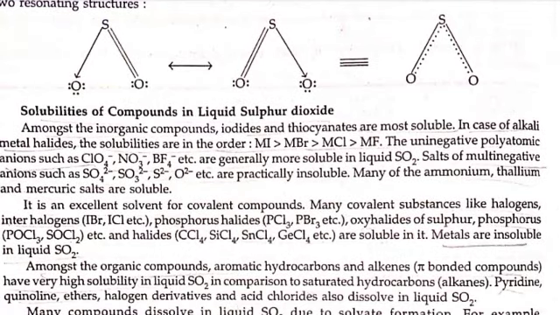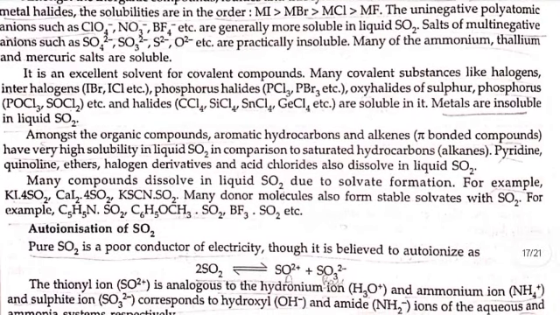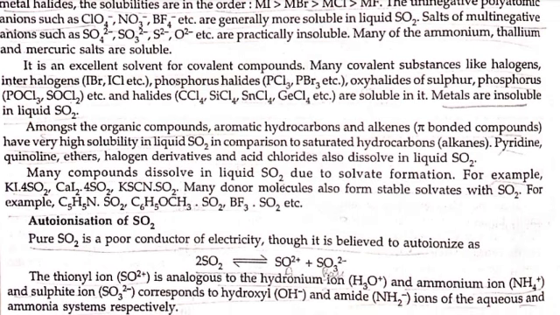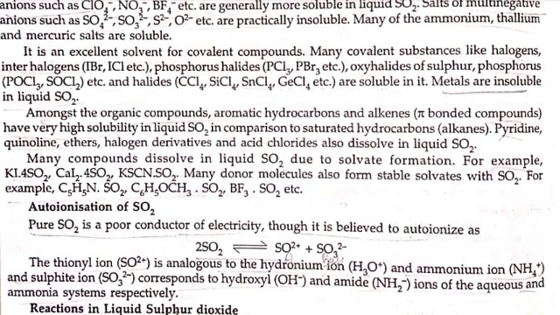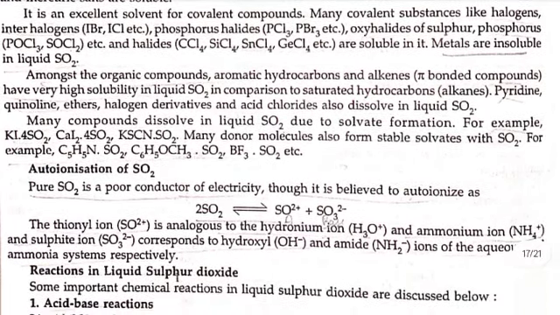Solubilities of compounds in liquid sulfur dioxide. Amongst the inorganic compounds, iodides and thiocyanates are most soluble. In the case of alkali metal halides, the solubilities are in the order metal iodide, then metal bromide, then metal chloride, and then metal fluoride. The uninegative polyatomic anions such as ClO4 negative, NO3 negative, BF4 negative, etc. are generally more stable in liquid sulfur dioxide. Salts of multi-negative anions such as sulfate, sulfide, oxide, etc. are practically insoluble. Many of the ammonium, thallium, and mercuric salts are soluble.